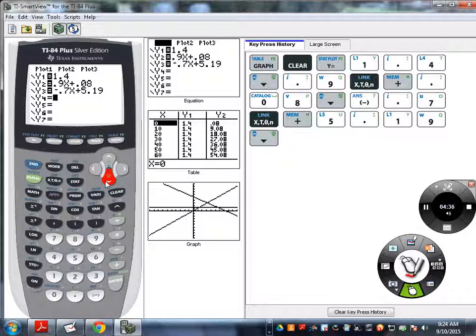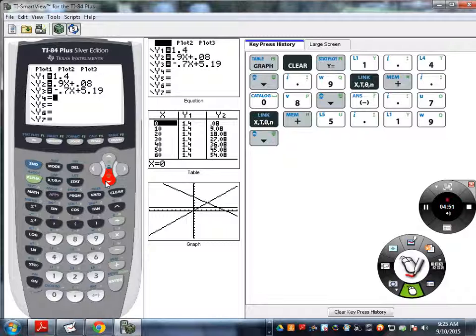So if you want to change your own window, like I want to tell it how far to go on the x-axis from this minimum to this maximum and that kind of stuff, window lets you do that. We're going to go to zoom right now, the middle button up there.